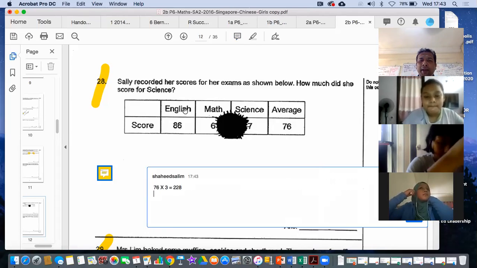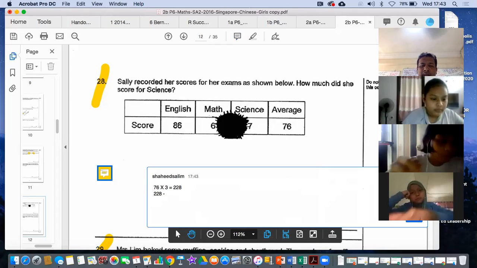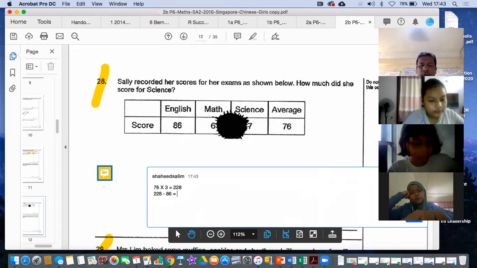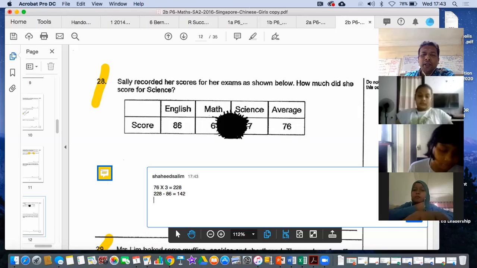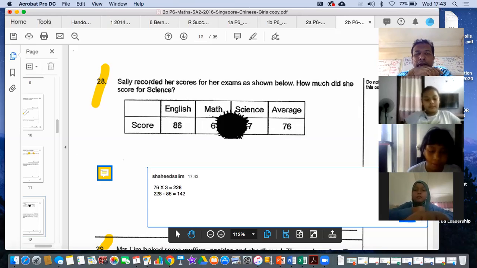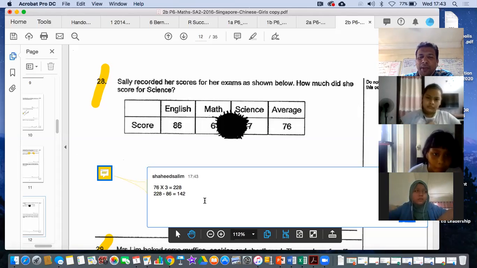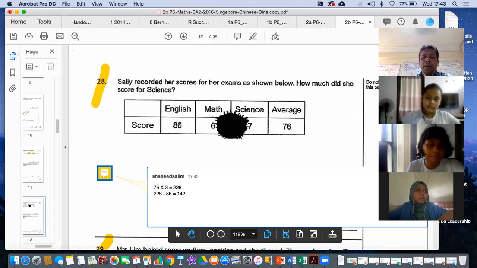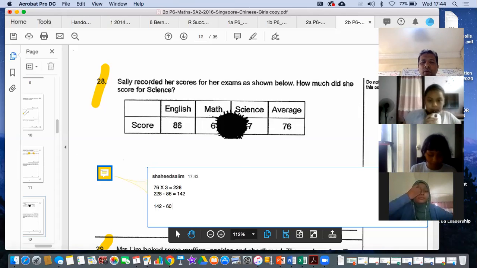Okay. Then you minus this one. You know this amount. So 228 minus 86, 142. Okay. So now you have this, how do you find out? You know this must be 60 something, correct? So you can minus 60 first and see what's the possible answer. You can do the last part like guess and check. If you do 142 minus 60, what's your answer?